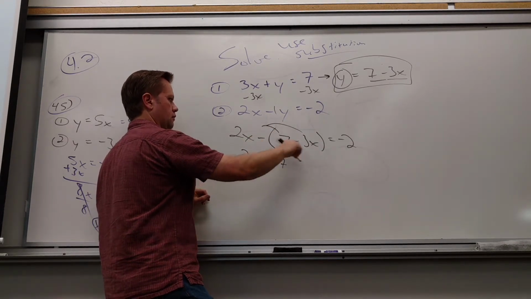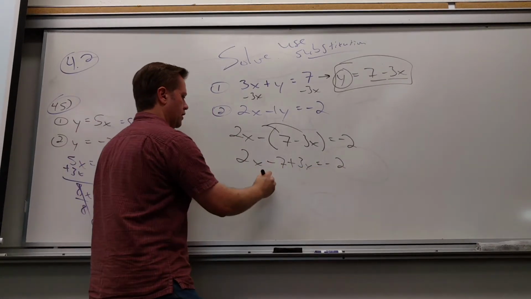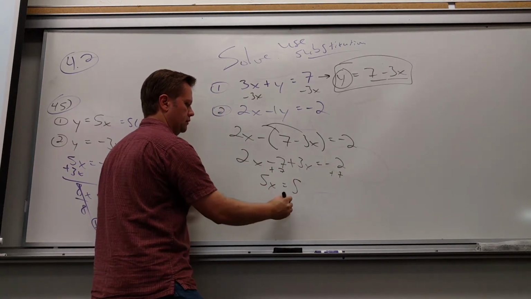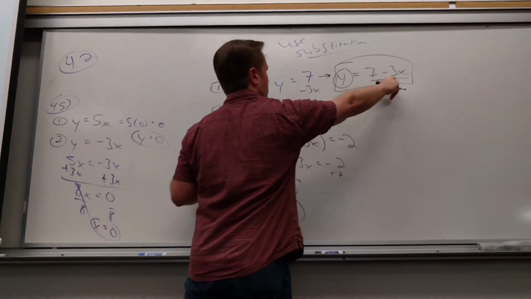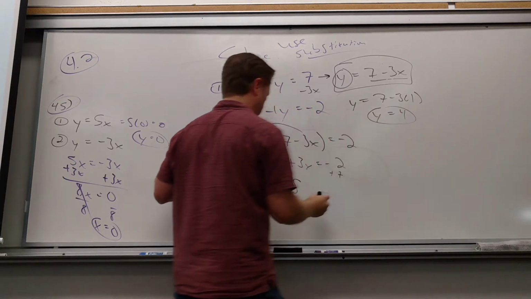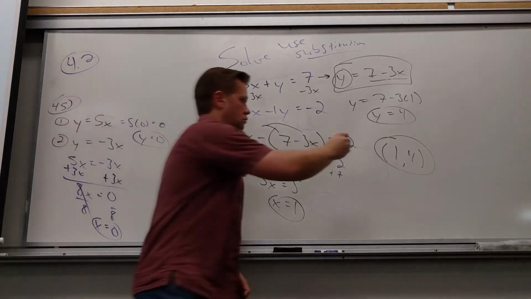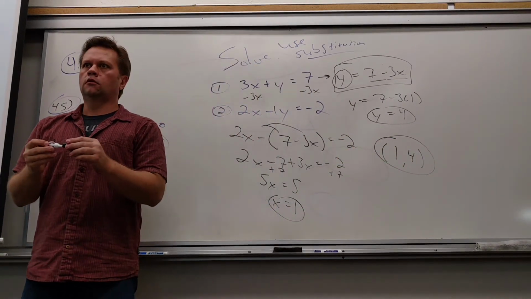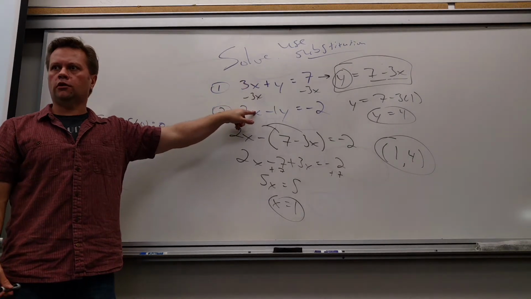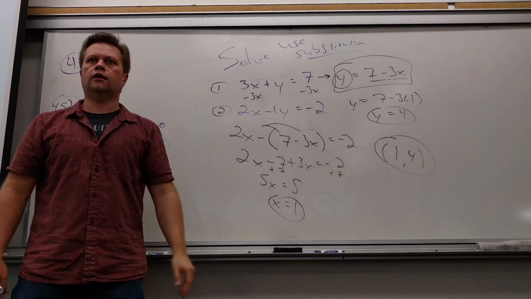Mine: 7 plus 7 plus 2. So I get 5x equals 5. So x is 1. If x is 1, y is 4. I like it. So 1, 4. Kick ass. So if you did graph these lines, which you totally could, what would be true about them? They'd meet at 1, 4. Kick ass. I like it.